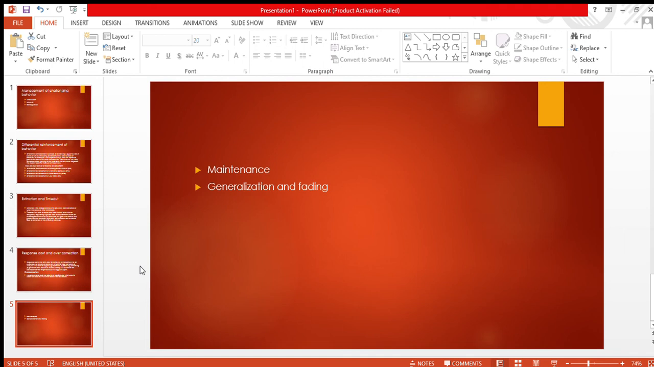Initially they need prompts, but not always. We should fade when we feel they have learned it and can do it. And we should see whether it's generalized and maintained or not. That's how we maintain behavior.